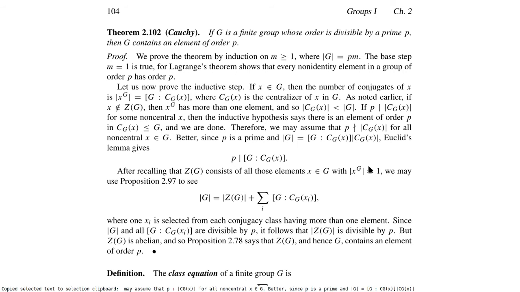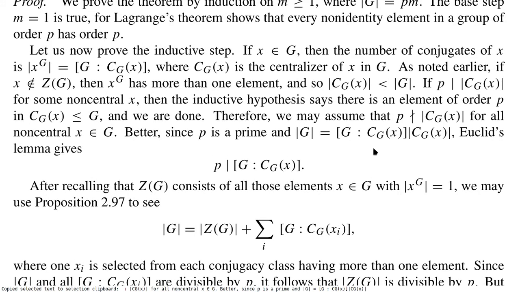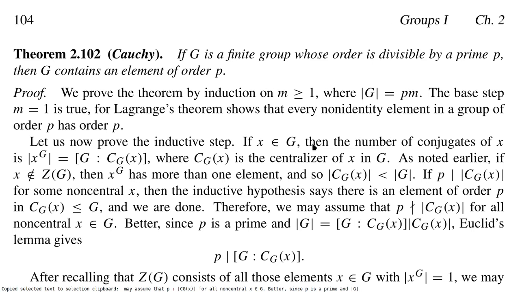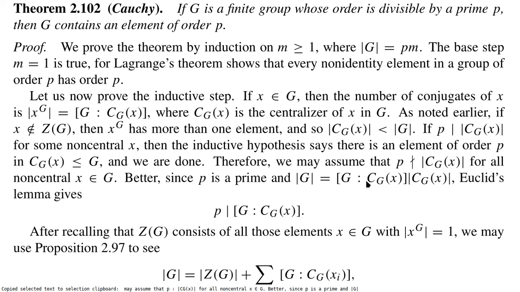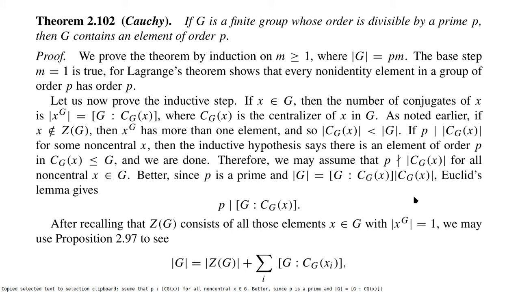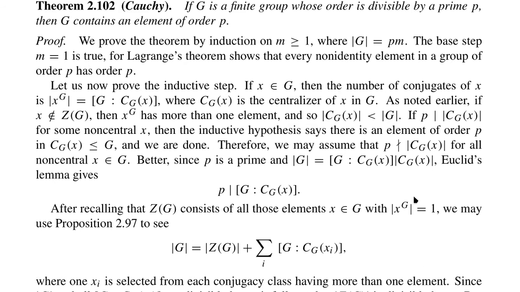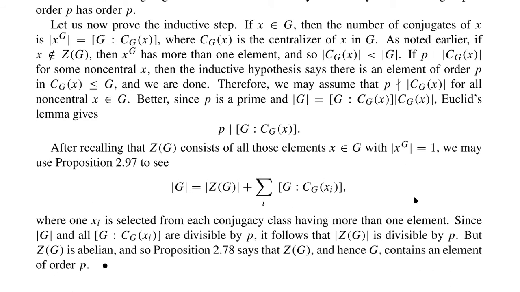Okay, so as P does not divide this thing, P cannot divide the number of elements you have in the centralizer of X, but P does divide the order of G, because that's P itself. So P must divide this thing, and that's a basic thing. That's also one of the things that we saw in ring theory, but that's trivial enough as division. So P divides the index of the centralizer of X.